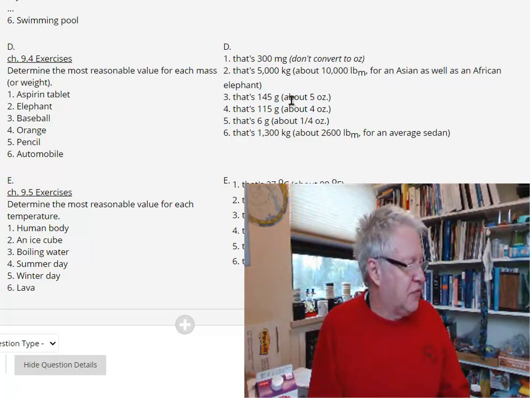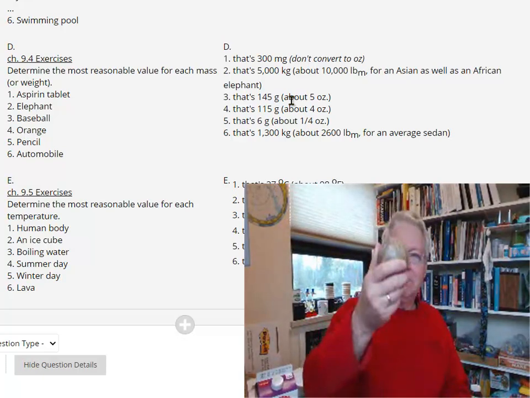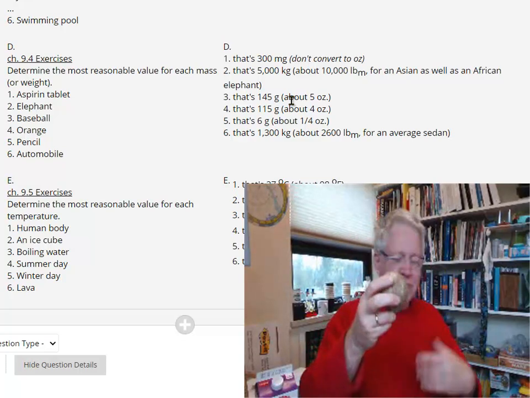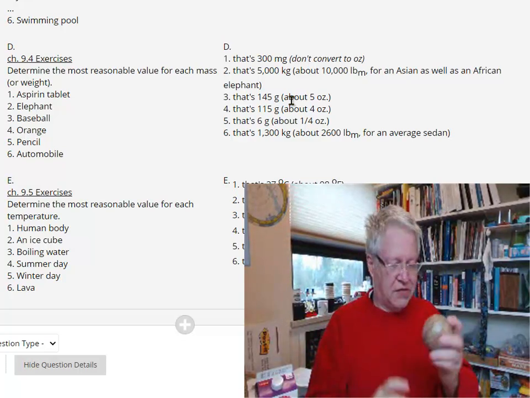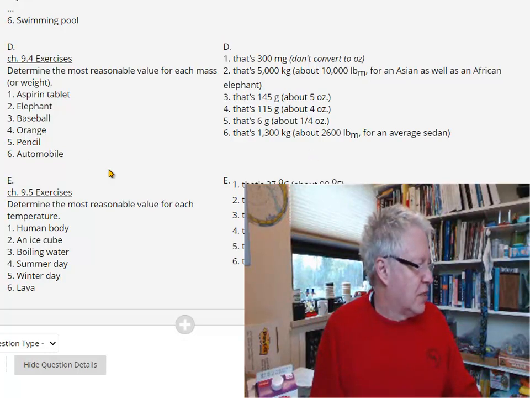Elephant, 5,000 kilograms, about 10,000 pound mass, and I looked it up. That is indeed correct for an Asian or African elephant. The baseball, I actually do have one here. There it is. You know, a baseball is around 5 ounces, multiplied by roughly 30 grams to the ounce. So that's about 150 grams. That's what it says. 145 grams.